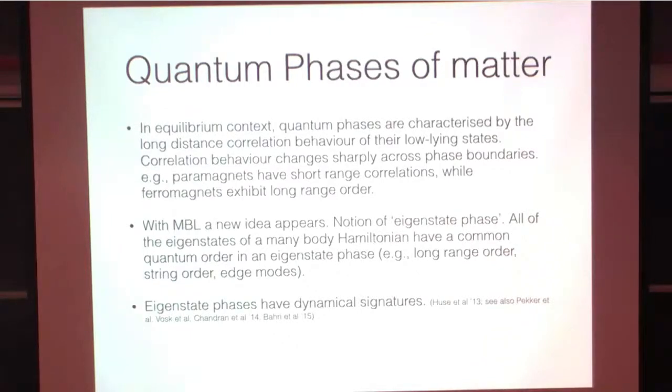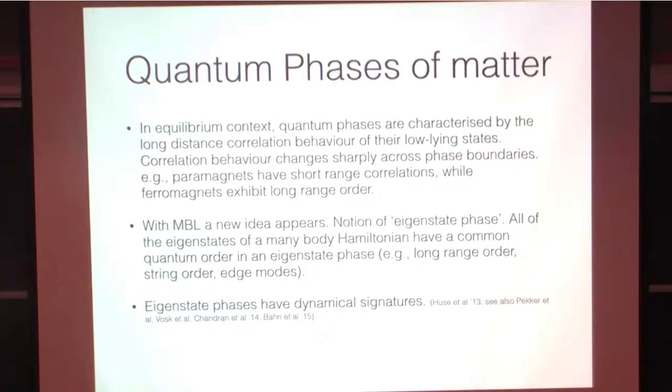in their low-lying states. So, for instance, we distinguish paramagnets from ferromagnets by saying that paramagnets have short-range correlations and ferromagnets have long-range correlations. So, until recently, that was what people would talk about in this context.